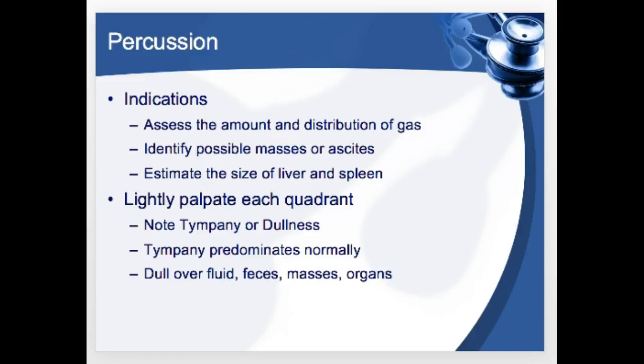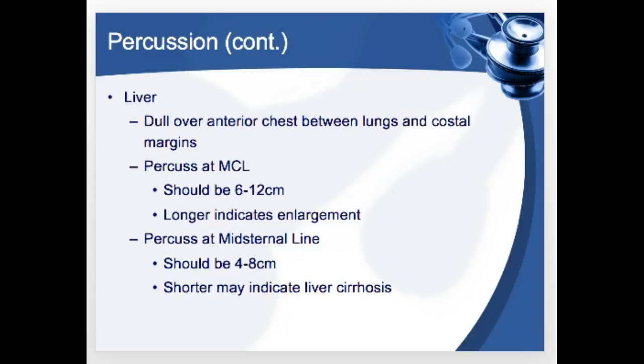First start off by lightly palpating each quadrant to make sure there's not too much tenderness, and then you can percuss. Hopefully, the sound you want to hear is tympanic. Tympany is that hollow drum type of sound. That's the sound you should normally hear in most abdomens. It'll be dull when there's a mass, when there's feces, when there's an organ or even fluid. When the patient is lying down, the top of the abdomen should be gas filled, so tympanic, and then it'll get more dull on the sides over the liver and the spleen.